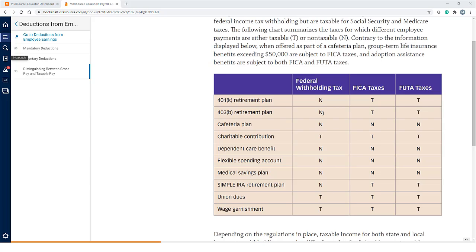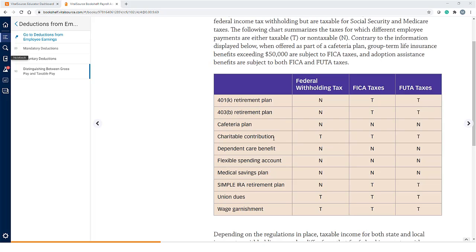All right. However, it is subject to FICA taxes and is subject to future taxes, federal unemployment taxes. All right, FICA is Social Security and Medicare tax. Next example, cafeteria plan. Similarly, it's not subject to federal income tax. So again, the amount that's deducted from the paycheck for a cafeteria plan will not be subject to tax. And it's also not subject to FICA taxes and future taxes. So it's not subject to these three taxes when it's a cafeteria plan.